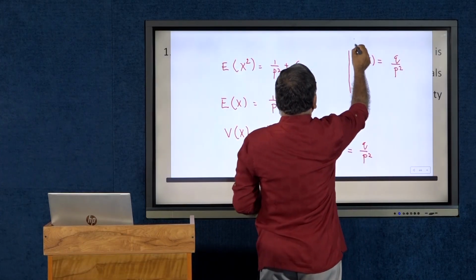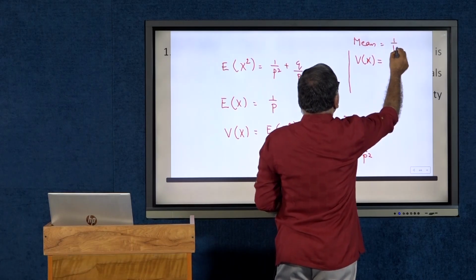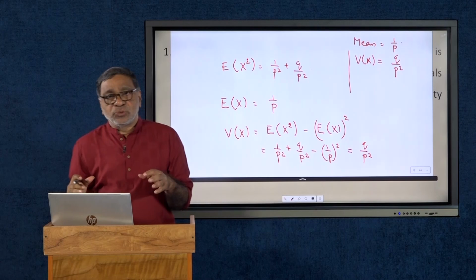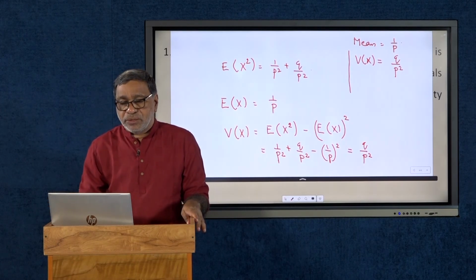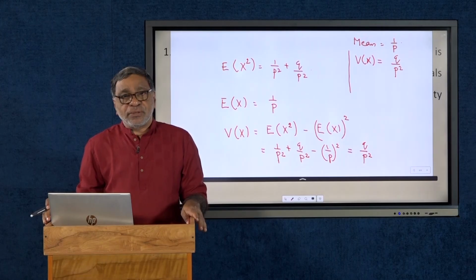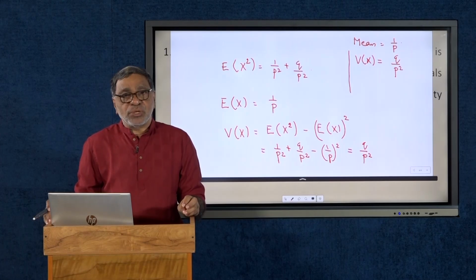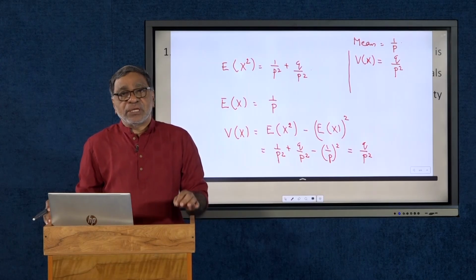Mean is equal to 1 by p and variance is equal to q by p square. These are the two quantities we established for the random variable, the geometric random variable having the probability mass function f of x is equal to q power x minus 1 into p, where x has the values 1, 2, 3, etc.